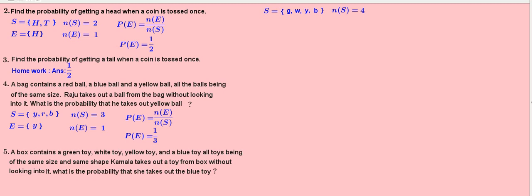Here we have to find the probability of taking the blue toy. So E is equal to {B}. Here n(E) equal to 1. Formula P(E) equal to n(E) by n(S). Therefore P(E) equal to 1 by 4.